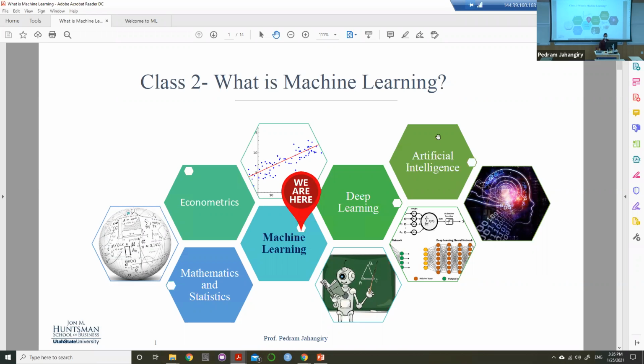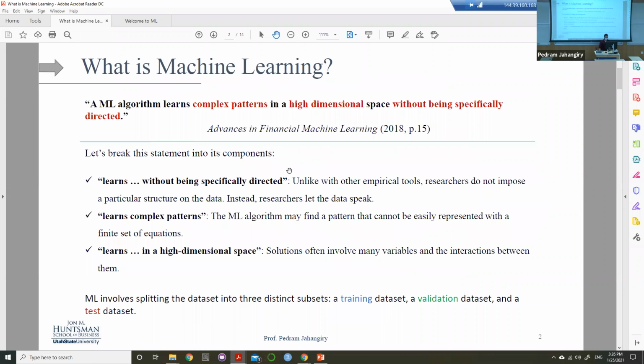But think of it this way: deep learning is a subset of machine learning. Machine learning is a subset of AI, right? And we're going to talk about the details later on. Okay, so let's start with the definition of machine learning. So what is machine learning?